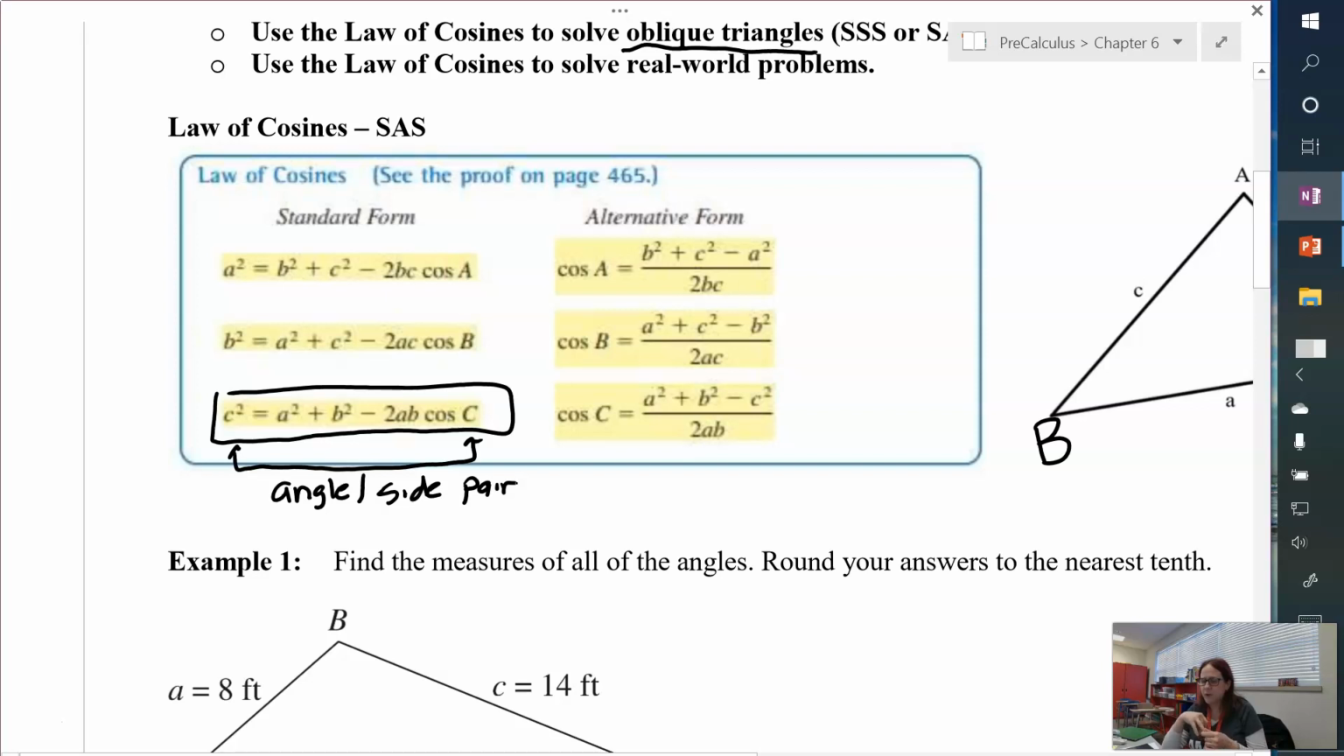You can also write it in a form where you're solving for the angle. To solve for cosine c, you do a squared plus b squared minus c squared, divided by 2ab. And again, here is our angle side pair.